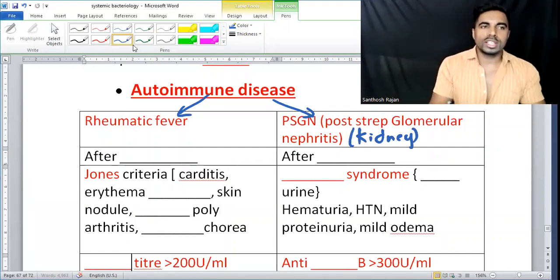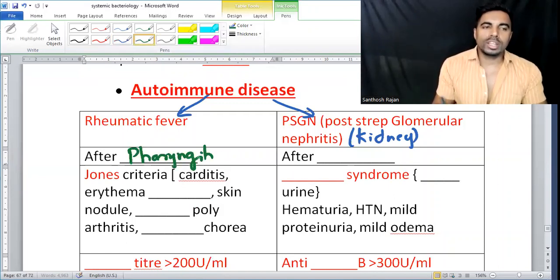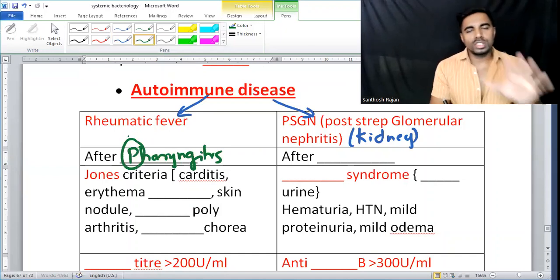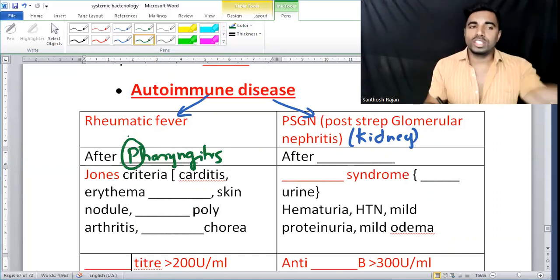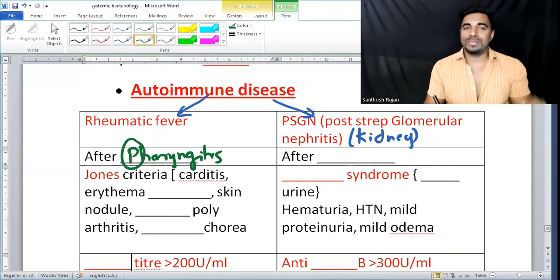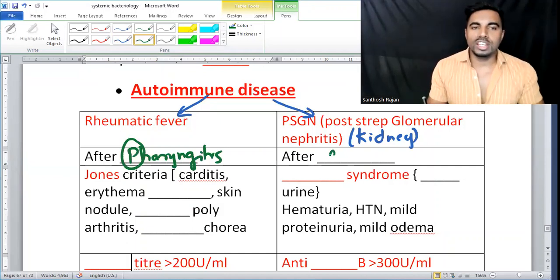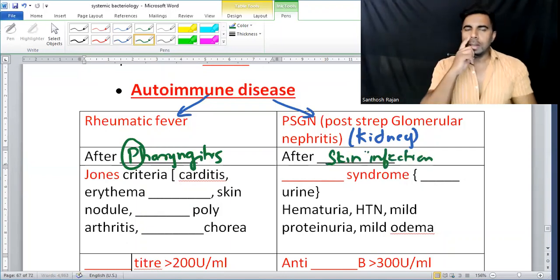Usually rheumatic fever comes after pharyngitis, again I'm repeating. This is a question: after repeated sore throat you get rheumatic fever. You can see young females suffering joint pain, heart pain, and they give a history of repeated throat infection, then that is your rheumatic fever. But PSGN usually comes after skin infection, any skin infection, cellulitis or necrotizing fasciitis, with repeated streptococcus infection, because of which post-streptococcal glomerulonephritis can occur.